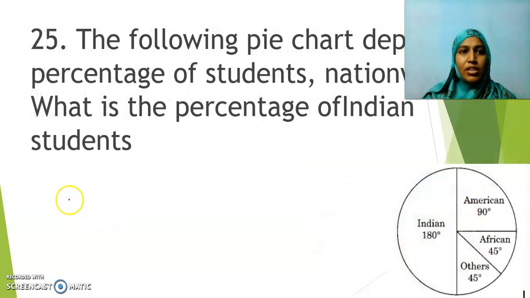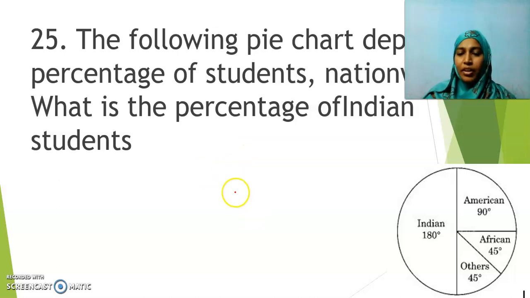The next question is, the following pie chart depicts the percentage of students nationwide. What is the percentage of Indian students? It is very simple. They have given the angle. So I have to write 180 by 360. Isn't it? Into 100. I have to find the percentage.